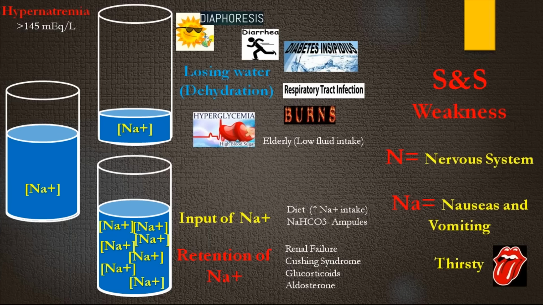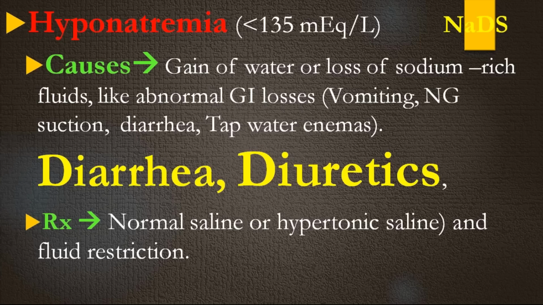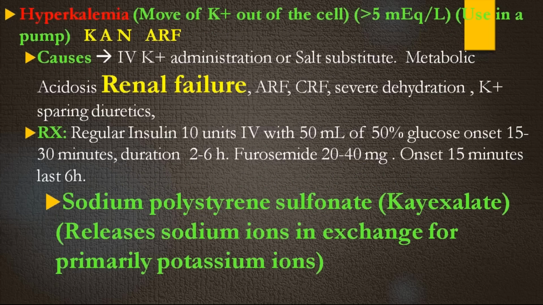Hyponatremia, what could be a cause of hyponatremia? Diarrhea. Diuretics, right? We're talking about diuretics. Diuretics is going to lose that. So the treatment for this is going to be normal saline solution. We have hypertonic saline solution and fluid restriction, in order to concentrate the sodium in the blood. In hypernatremia, you're going to try to eliminate sodium. So you can use diuretics in order to get rid of the excess of sodium.